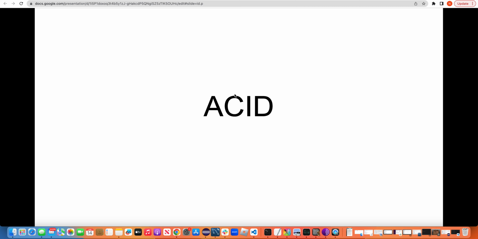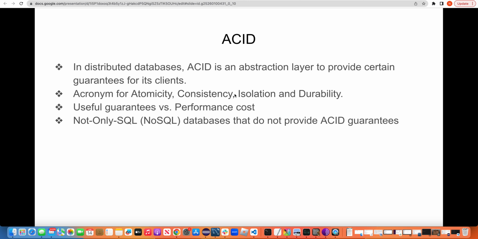Hello friends, in this video we will talk about ACID transactions as it relates to distributed databases. What is ACID? In distributed databases, ACID is an abstraction layer to provide certain guarantees for its clients. It's an acronym for atomicity, consistency, isolation, and durability. It provides useful guarantees, but it has a performance cost.